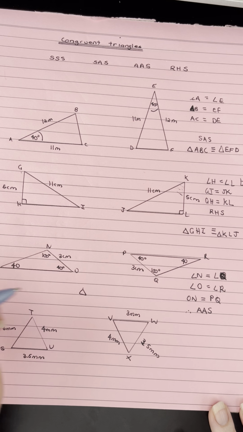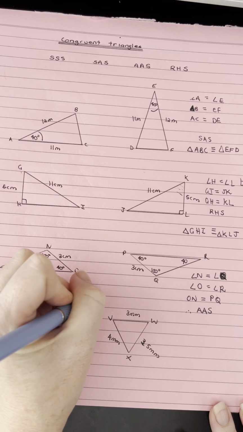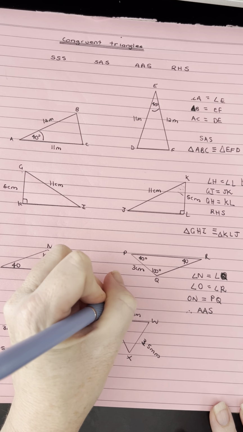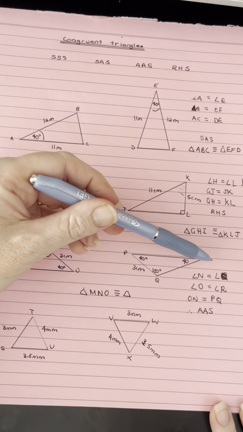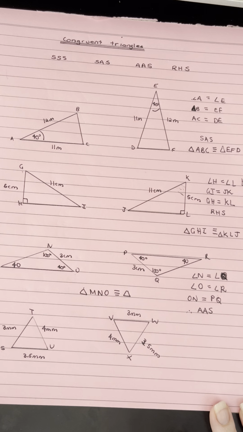And then we can say that triangle MNO is congruent to triangle, and we're just going to make sure we get our order right. So if I go MNO, I want to start at the 40, but I don't want to use the one that's got the 3 centimeters on it. So that would be RQP.